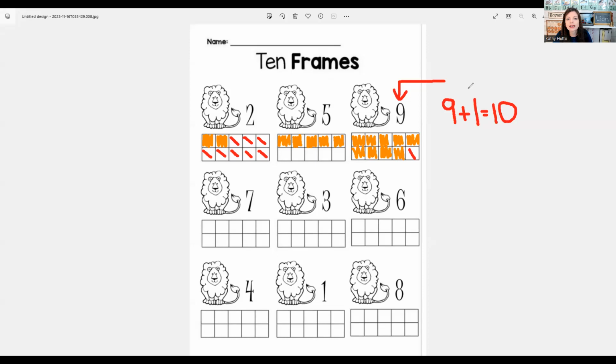Okay, back to work. Let's go down to the next number. What number is it? 7. That's 7. So help me count as I color. 1, 2, 3, 4, 5, 6, 7. All right, what's this number? That's number 3. Let's color. 1, 2, 3. Very good.